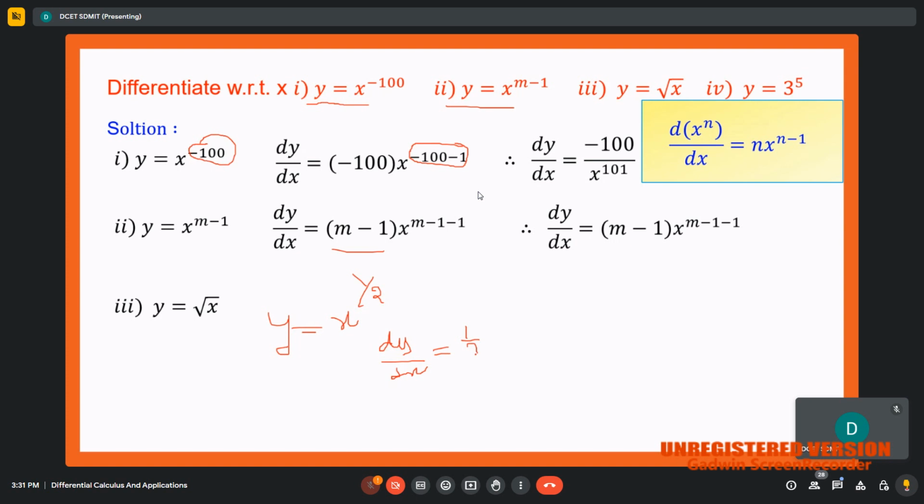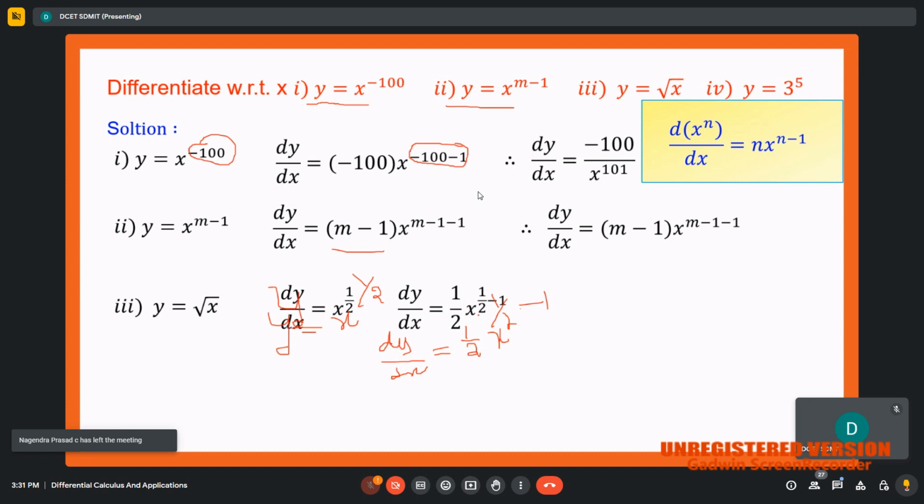1 divided by 2, n is 1 by 2, into x to the power of n minus 1, that is 1 by 2 minus 1. So dy by dx is equal to 1 by 2 into x to the power of 1 by 2 minus 1. What are we getting? x to the power of 1 by 2 minus 1.